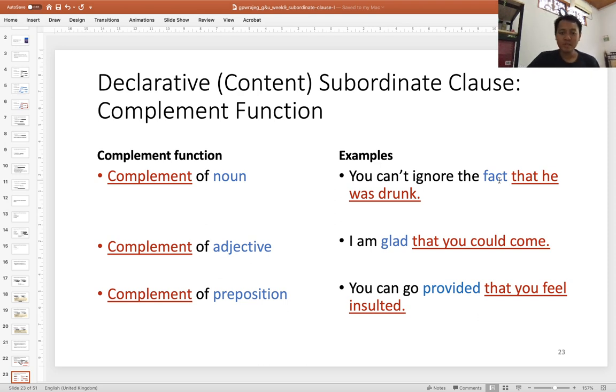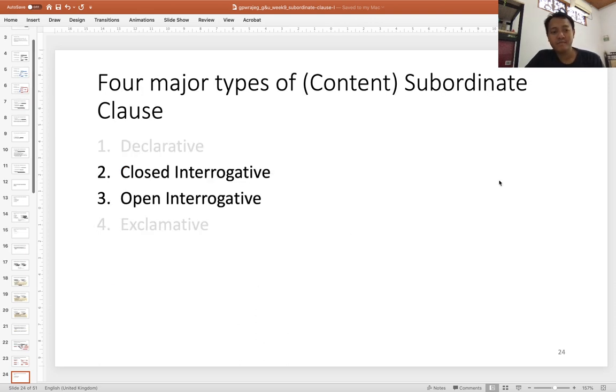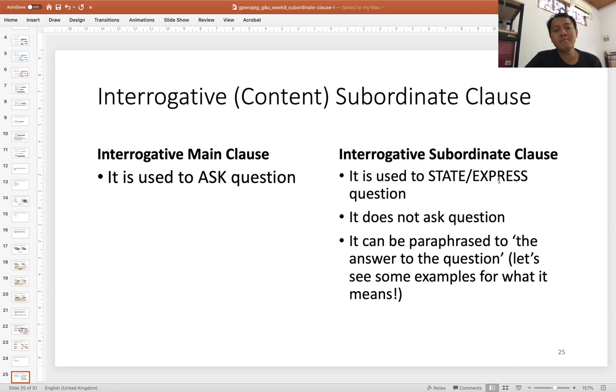Okay, so those are the functions of declarative subordinate clauses. Now we look at the interrogative types of content subordinate clause. We have open and closed types. Now you may ask, what is the difference when you use interrogative in the main clause and in the subordinate clause? In the main clause, the function of interrogative is only to ask a question. You don't know the answer, so you ask, right?